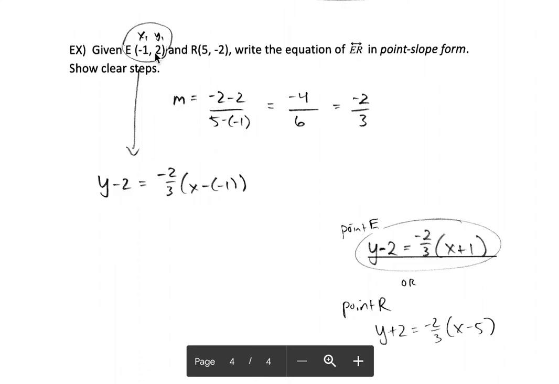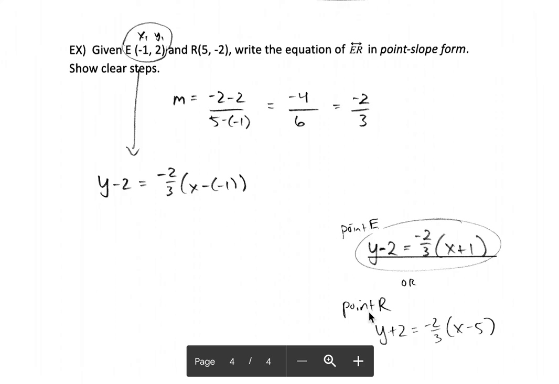I can choose either point to use and write it in point-slope form. If I choose point E, then I'm going to write y minus my y value, y minus 2, equals my slope, negative 2 over 3, times the quantity x minus our x value, so x minus negative 1. There's an additional step required right there to simplify that double negative and make an addition. So our final answer, y minus 2, equals negative 2/3 times the quantity x plus 1. There's a representation of our line using point E.